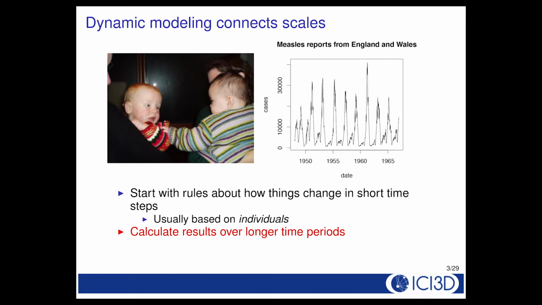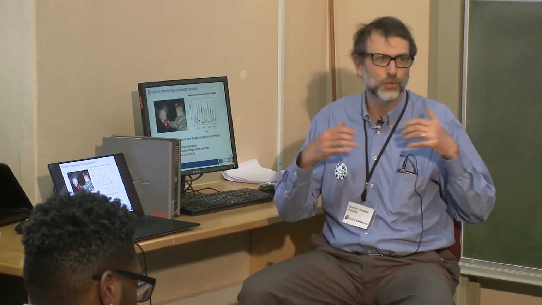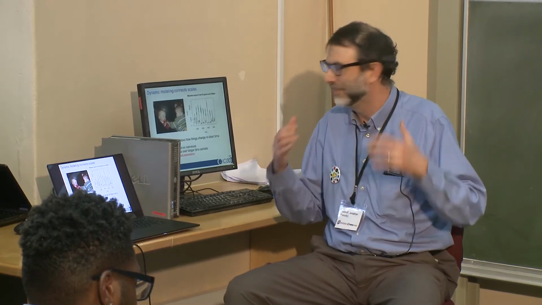So this is a very nice time series of measles reports from England and Wales. Steve has shown you similar pictures. And there's some key ideas here. Patterns like this emerge from individual events like this one. And it's really hard to understand those links. And dynamical models are the tool we use to do that.